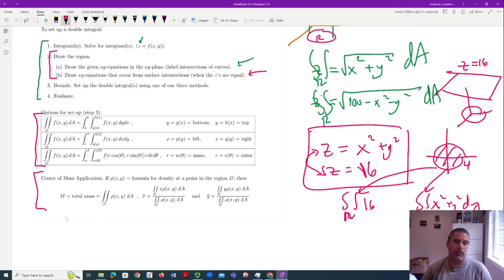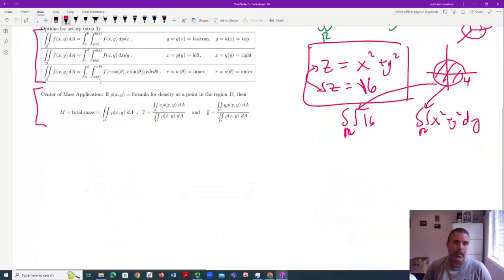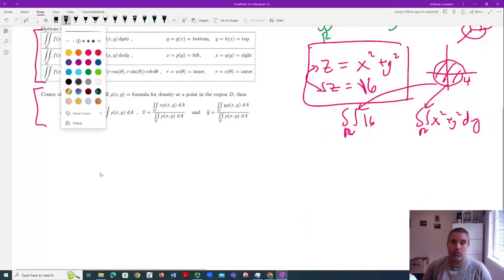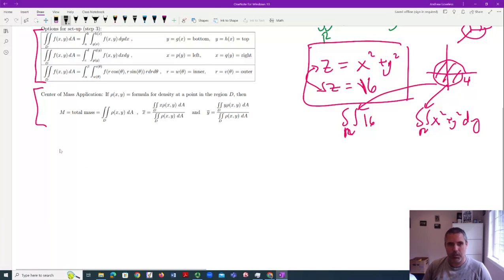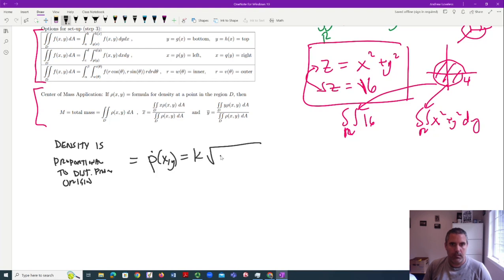It's center of mass. Now, the main thing I like to tell students concerning center of mass is you should put a few things on your note sheet so you just don't forget. If the density is proportional to the distance from the origin, it means the density is K times this. So I would put that on my note sheet in case I forgot. I mean, you can remember proportional to distance from the origin. That's what that means.